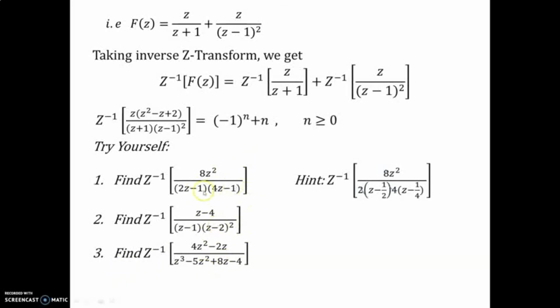Before applying the partial fraction method, first we have to check whether the given function is a proper fraction or an improper fraction. If the given function is a proper fraction, we apply partial fractions directly. Otherwise, first we have to convert the given function to a proper fraction. Okay.